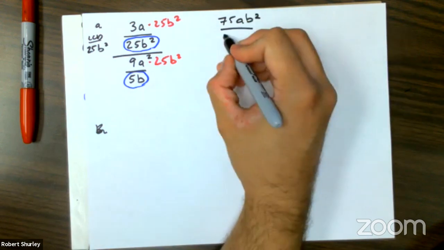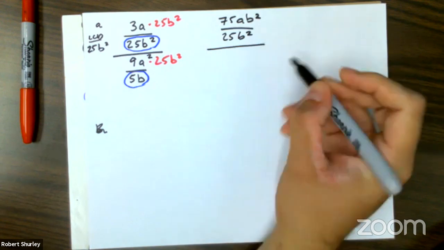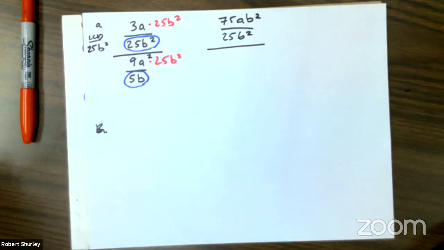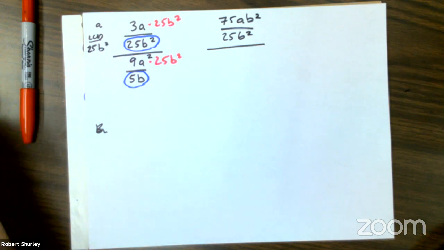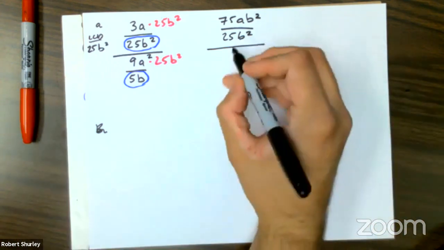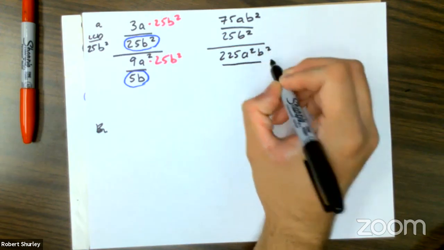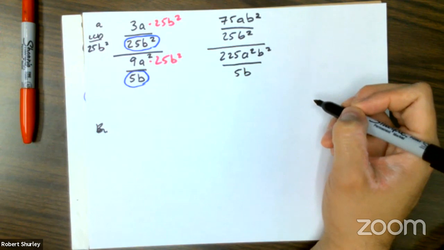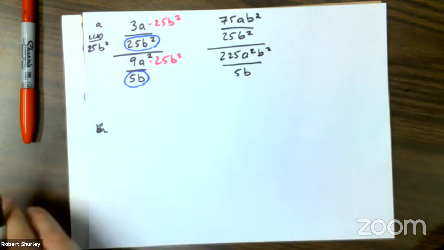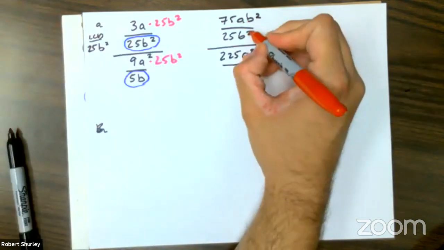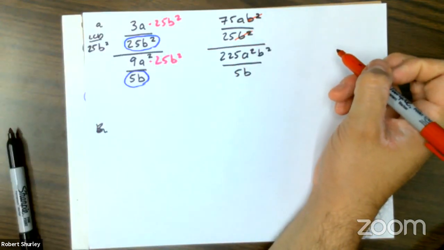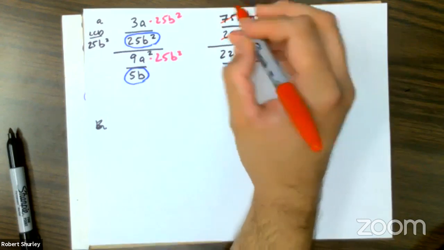75ab squared over 25b squared divided by, now what the heck is 9 times 25? Man, is that 225? Am I right? Maybe. Where's my phone with the calculator? 9 times 25. Yeah, 225. I was right. Okay, 225 a squared b squared all over 5b, right? And now I've got to see what cancels and how this cancels. Okay, so I'm going to be very careful here. I see the b squared cancels with the b squared there, right? 75 divided by 25 is 3, right?